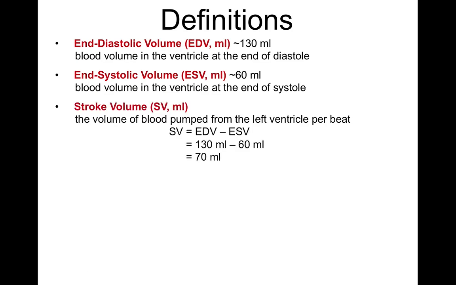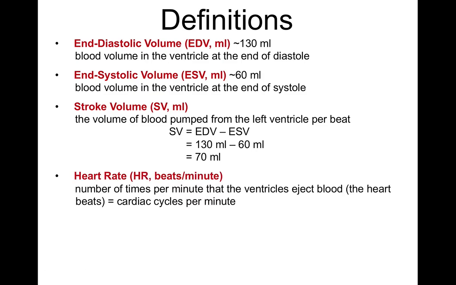And this is how we calculate stroke volume. Stroke volume is the total volume of blood pumped out from the left ventricle per heartbeat. So to calculate that, you take end diastolic volume, the total amount of blood in the ventricle at the start of the heartbeat, subtract from that end systolic volume, which is the volume of blood at the end of the heartbeat. And you're left with the total amount of blood pumped during the heartbeat.